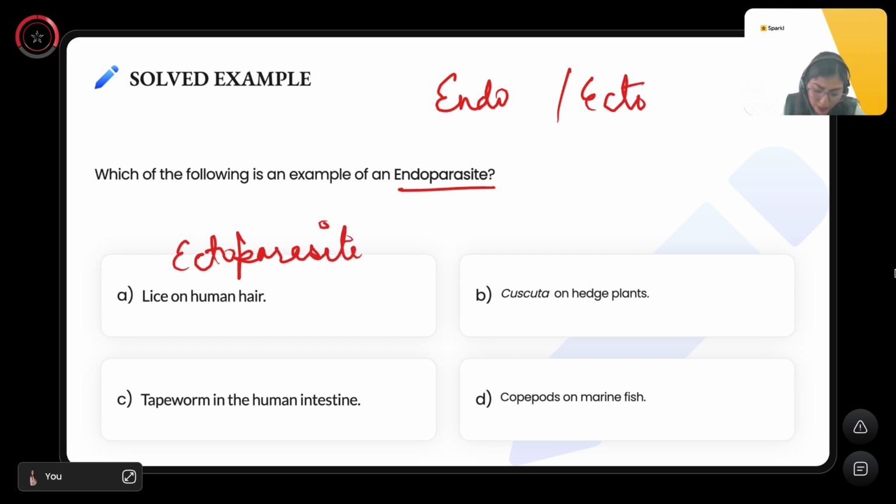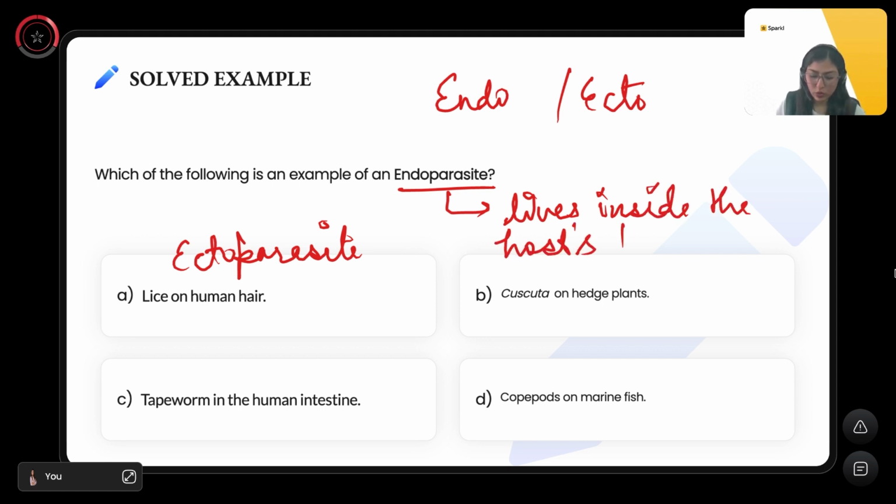Ectoparasite. Endoparasite क्या करेगा बेटा? It lives inside the host body, चाहे वो किसी organ में हो चाहे किसी tissue में हो, but it will be residing inside the body of host. Okay, human intestines में tapeworm का presence is an example of endoparasite. Okay, rest other options these are ectoparasites.